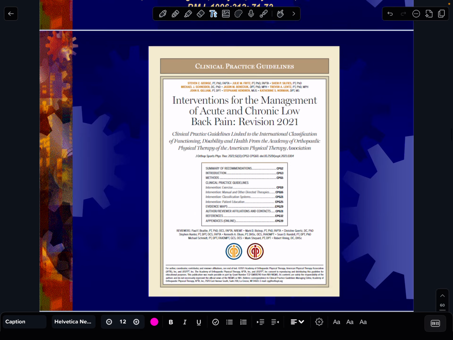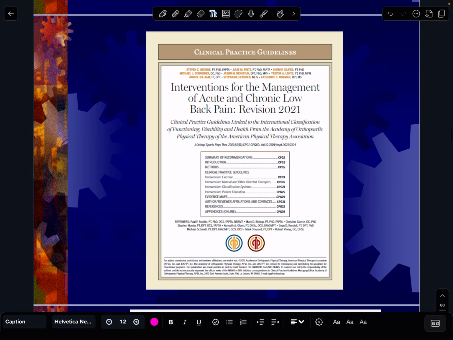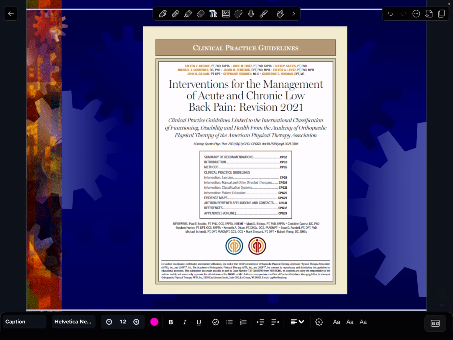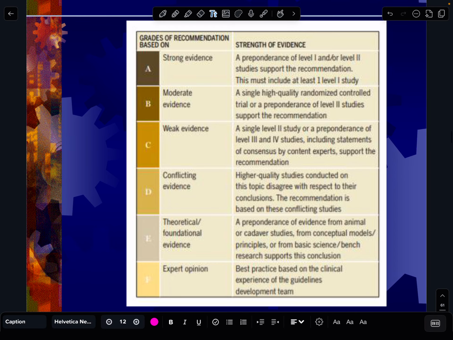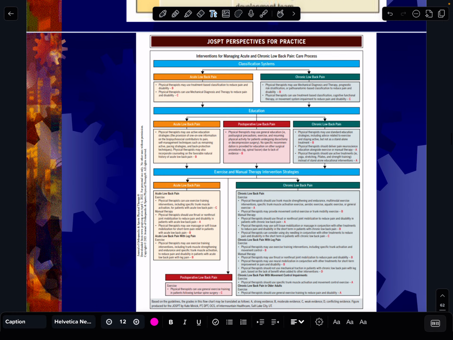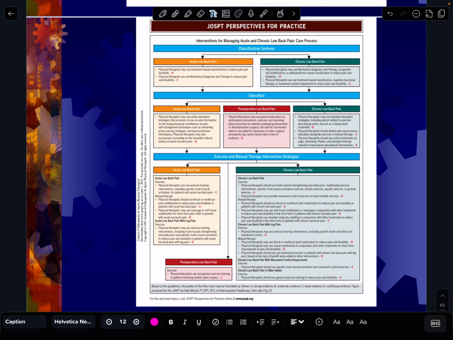I just want to talk about this for a second. Clinical practice guidelines are out there for the majority of these conditions that we treat. This is low back pain, from 2021, the most current version. You can look at these different grades of evidence, and they come up with these wonderful tables and graphics. But if you don't want to read the 60 pages associated with it, you can break down what you should be doing. This is acute low back pain here.